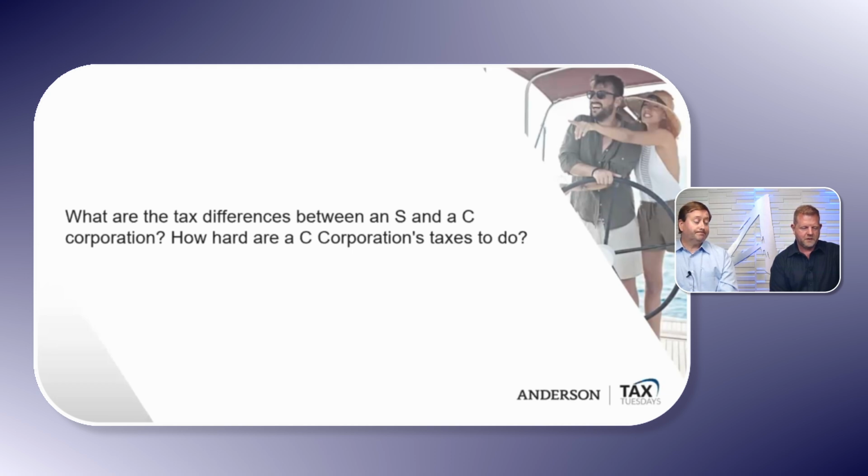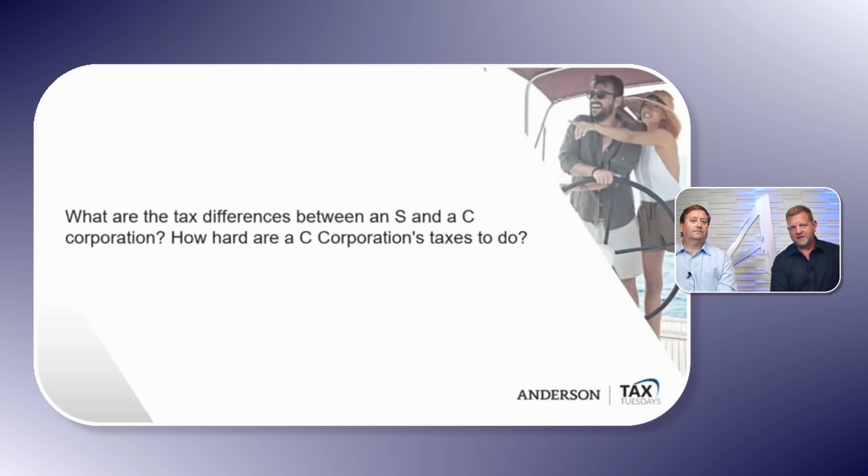Yeah, so the biggest tax differences between an S and a C, in a synopsis, is the S corporation doesn't pay taxes, it passes it to its owners. The C corporation pays a flat 21%. And then if those monies are paid out in the form of a dividend, they're taxed as long-term capital gains to the recipient, assuming that recipient is an individual taxed on a 1040. And then how hard are C corporation taxes to do?